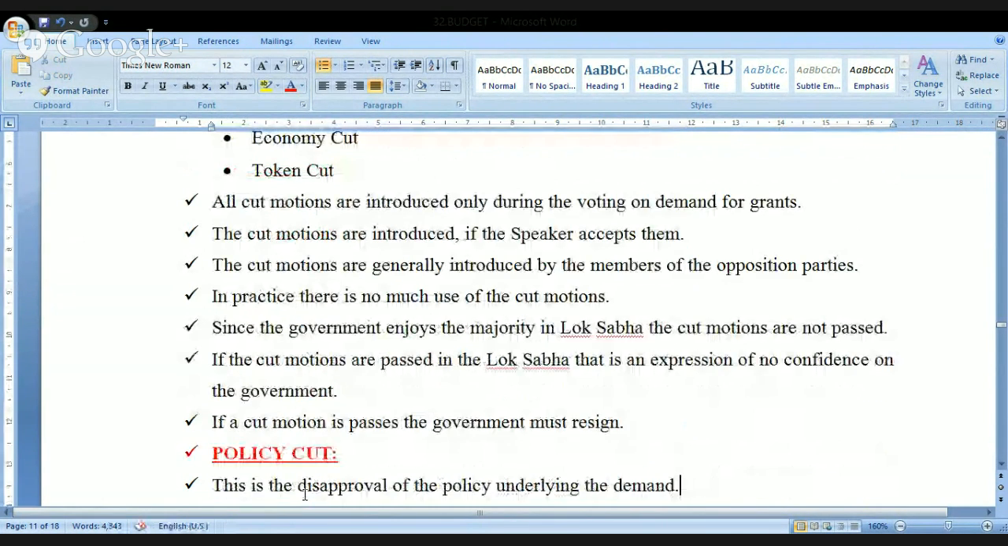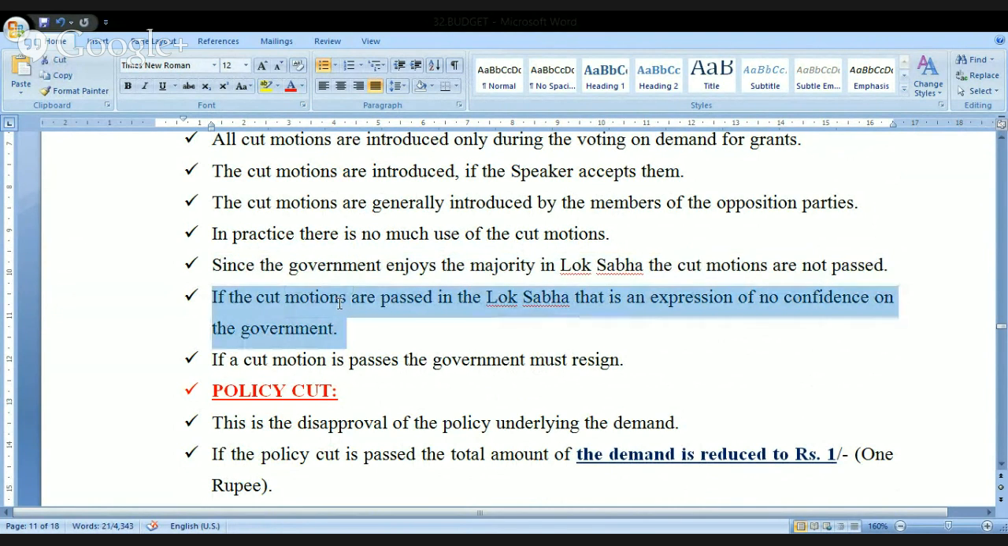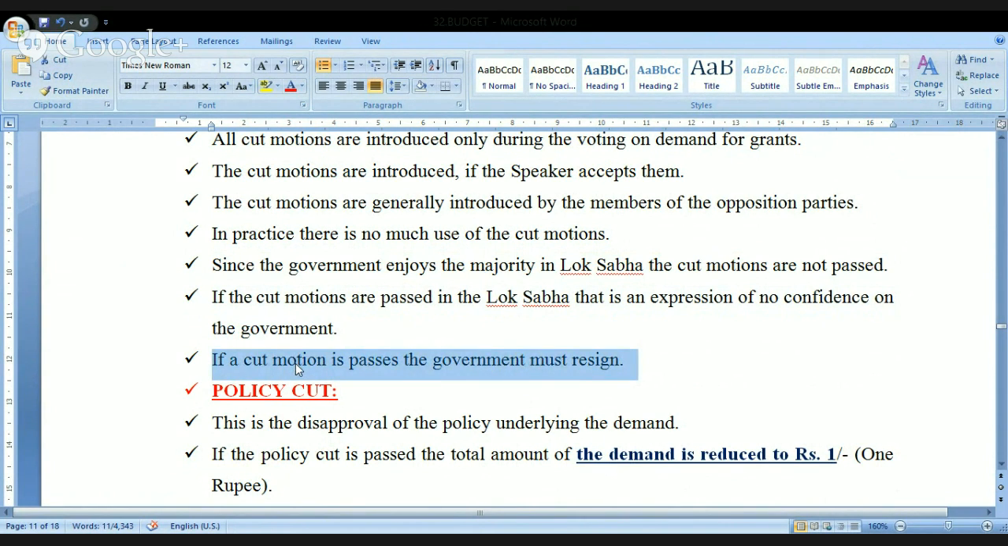Right? Now, look at this. The cut motions are generally introduced by the members of the opposition parties. In practice, there is not much use of these cut motions. In reality, it will not happen. Since the government enjoys the majority in the Lok Sabha, cut motions are not passed. If the cut motions are passed in the Lok Sabha, then it is considered to be an expression of no confidence on the government. Important, right? Next one. If a cut motion is passed, then the government must resign. We'll try to see one after the other now.